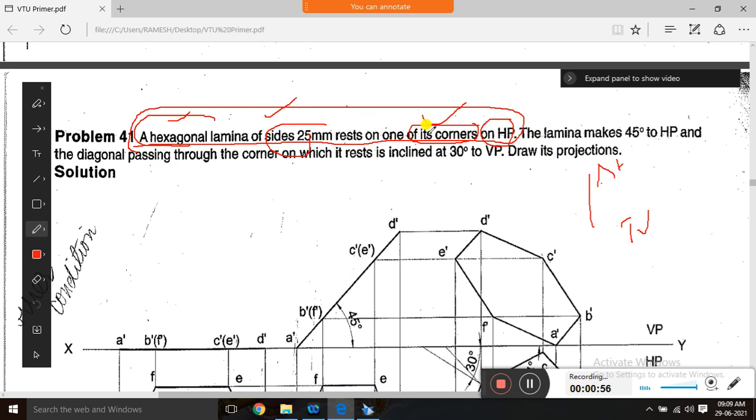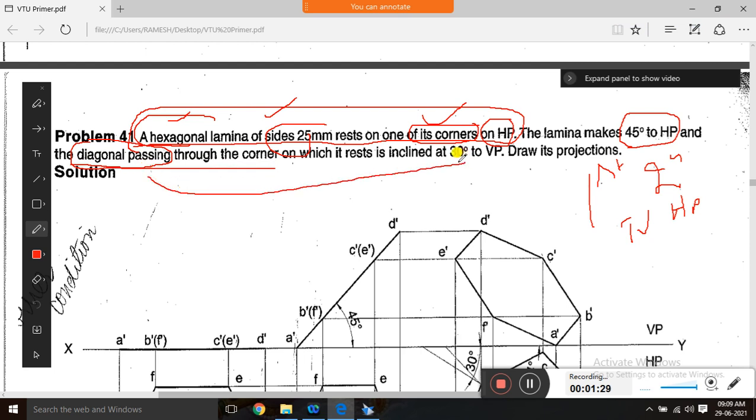Second thing, if it is resting on HP, the second inclination should be HP. Okay? So here the lamina makes 45 degrees to HP. So in the second position you have to make that lamina 45 degrees to HP. And the third, the diagonal passing. Yes, they have given the diagonal passing through the corner. So the given problem is based on the diagonal, and if the diagonal is inclined to VP, then you have to go with the locus method.